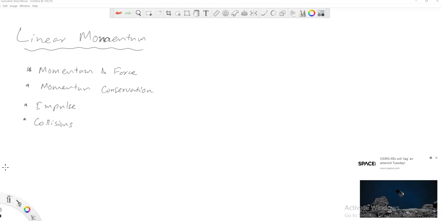So these are the topics. We'll talk about what momentum is and how momentum and force are related. Momentum conservation. We have discussed energy conservation, so similar to that, there is a conservation concept for momentum as well. And a few more topics, some keywords like impulse, and then collisions between masses.